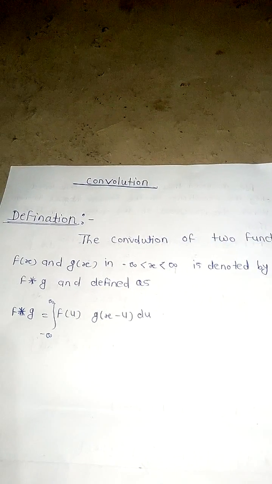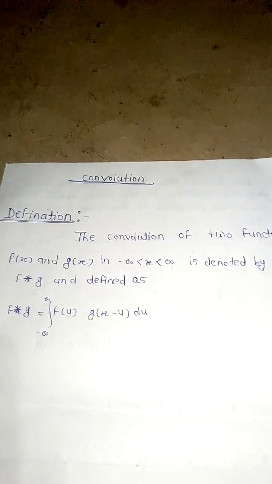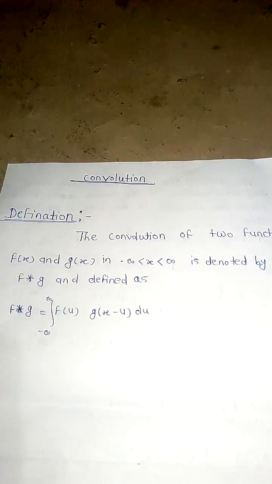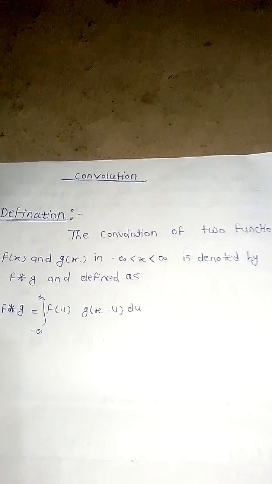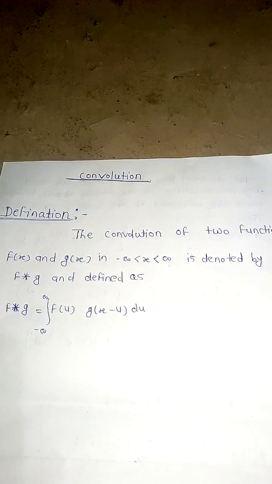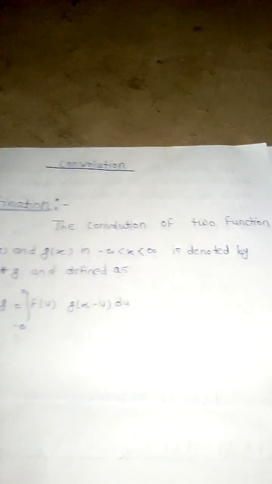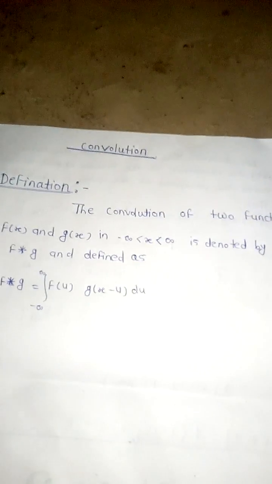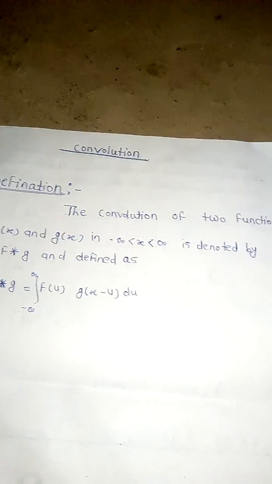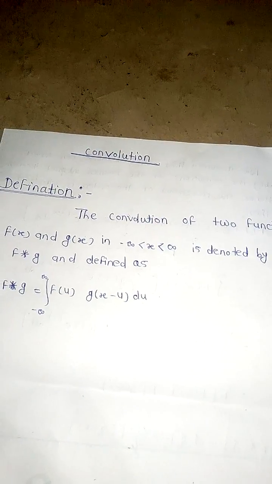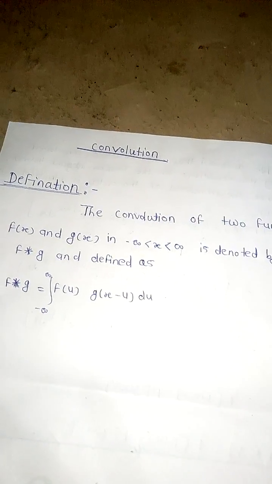The convolution of two functions f(x) and g(x), where x lies between minus infinity and infinity, is denoted by f star g and defined as f star g equals the integration from minus infinity to infinity of f(u) times g(x minus u) du.